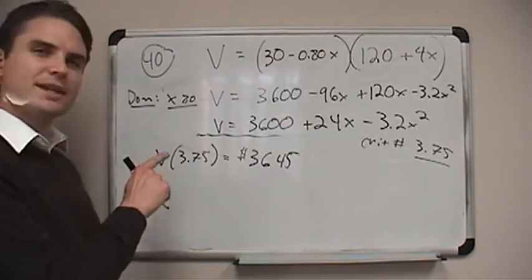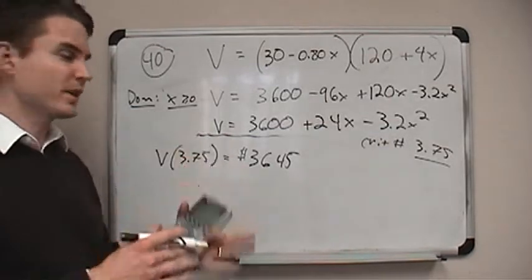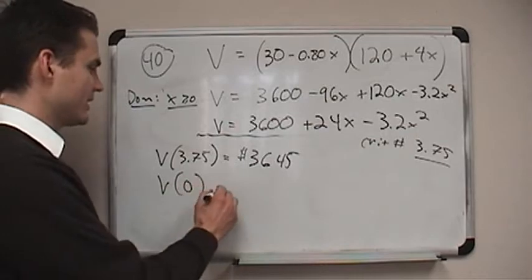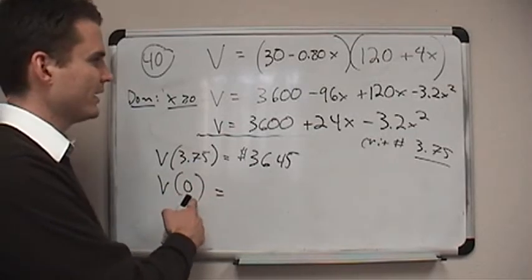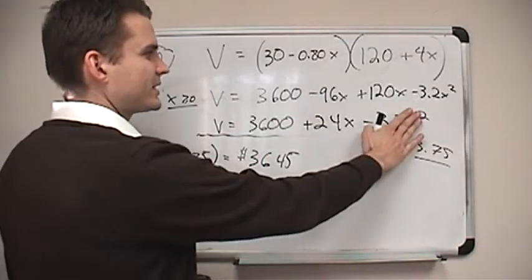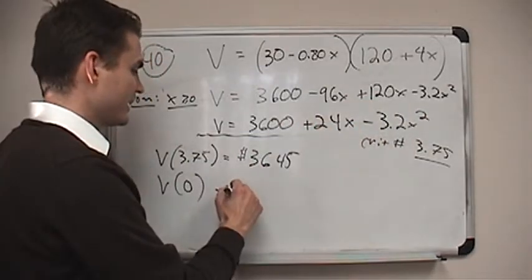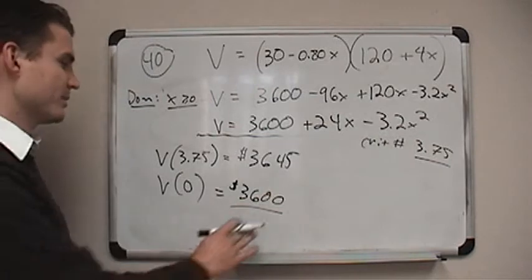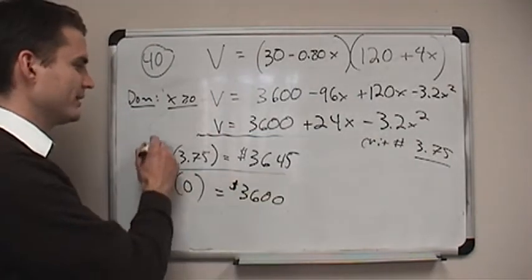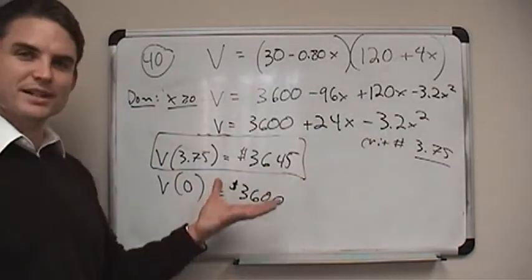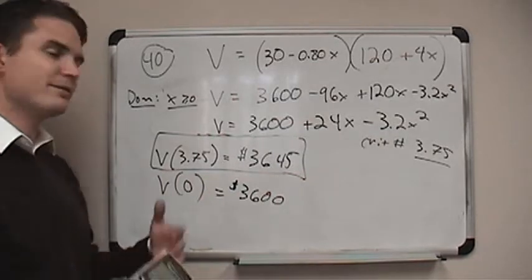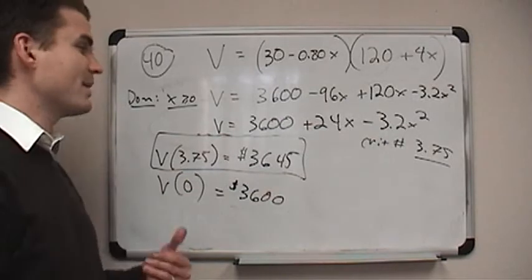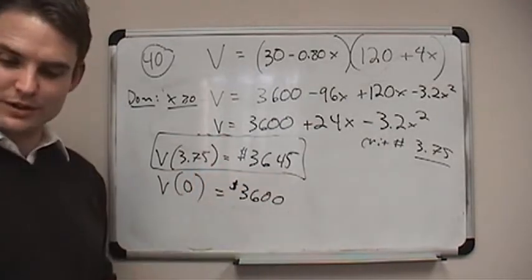Okay. Now, just to be safe, let's see what the value was initially, right there at the beginning in time. When we wait no time at all, 0 weeks, what's the value of our crop? Well, if I put 0 in for x here, you'll see that these two terms disappear and we just get $3,600. Okay, so that's not the maximum. Clearly, this point, as we expected, is the maximum value of the harvest. So this farmer wants to wait 3.75 weeks to maximize the value of his or her harvest.